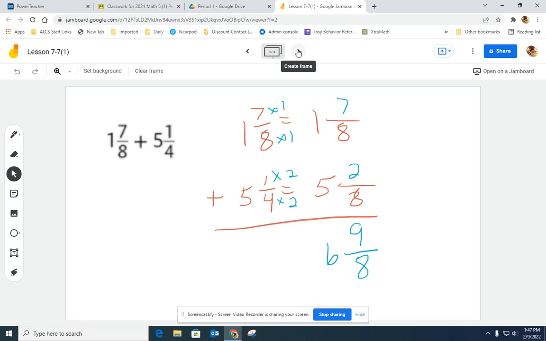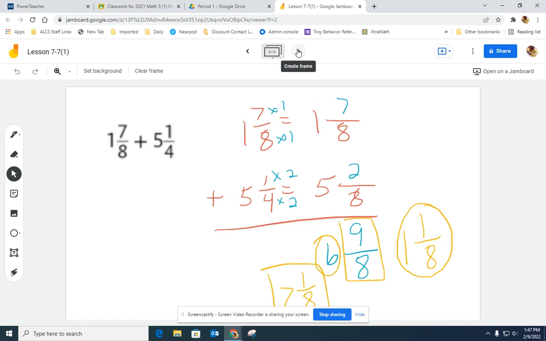Now I've got that funky looking improper fraction right here that I need to rename. So 8 goes into 9 one whole time with 1/8 left over. And when I do that, I add 1/8 to my 6, which is going to be 7 and 1/8 as my answer. So overall, not too bad.